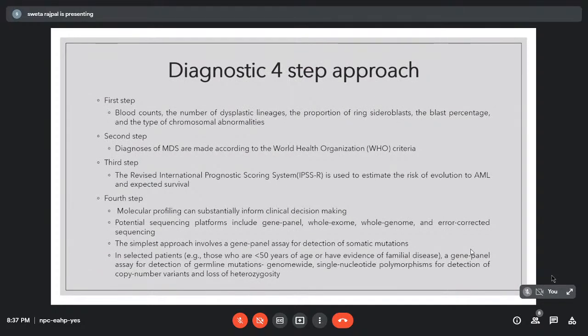The second step is to apply the WHO criteria to see which category it fits into. The third step is to use the revised IPSS to estimate the risk of evolution to AML and expected survival. And the fourth step should be molecular profiling, and especially in those patients who are less than 50 years, we should also include germline mutations to predict the prognosis.